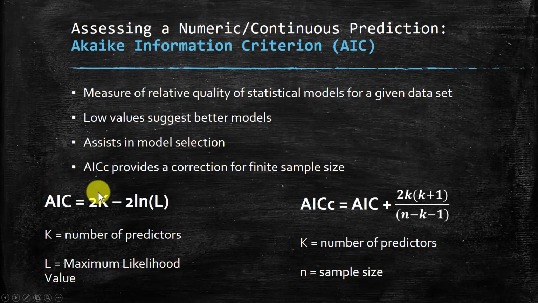This is the equation for that. Note it relies on maximum likelihood functions and whatnot. Here's the correction for the C component, the finite sample size correction. Note we won't really use this much, but I wanted to mention it because you may see this come up, especially in the context of regression and multiple regression.